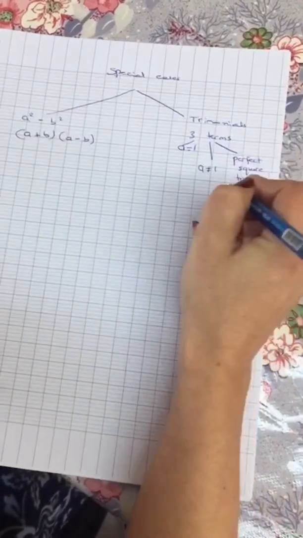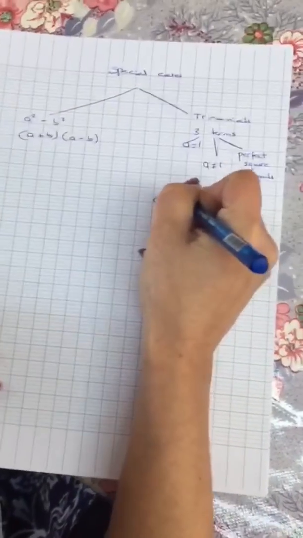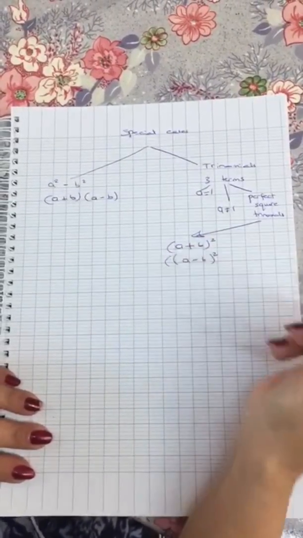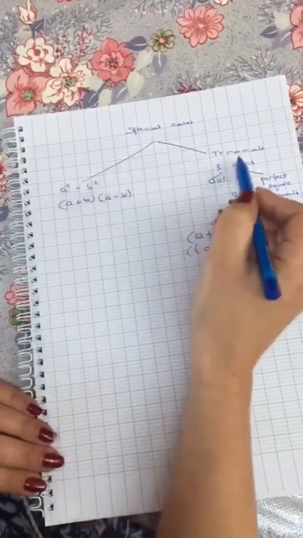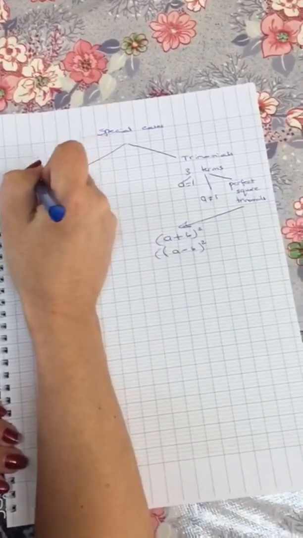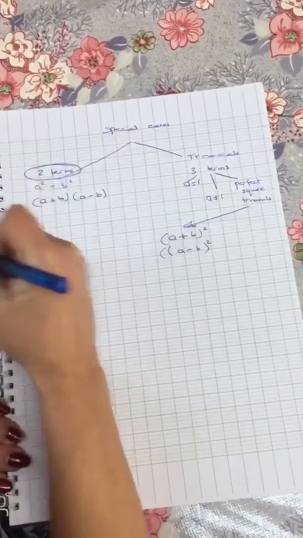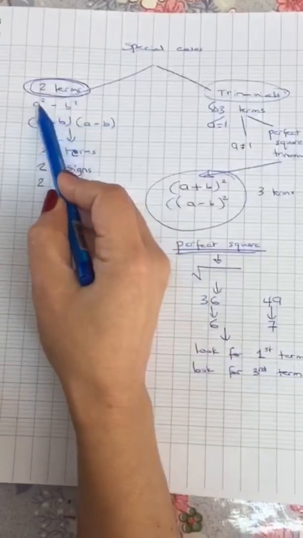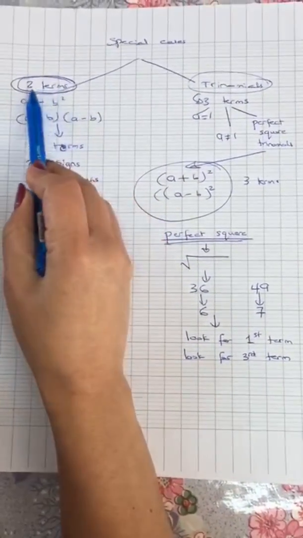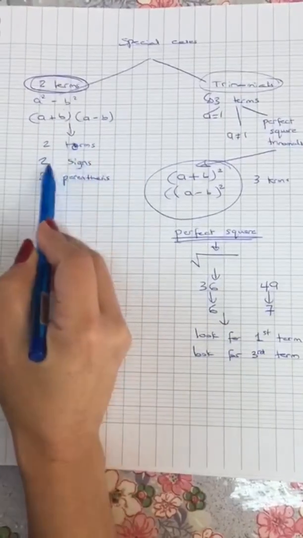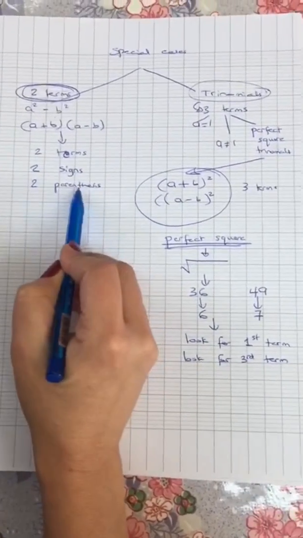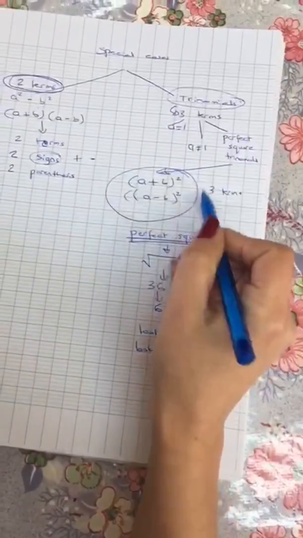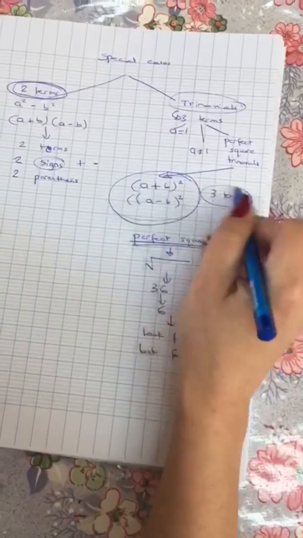We have two types of perfect squares: (a plus b) to the second power, and (a minus b) to the second power. The difference between trinomials and binomials is that the binomial is made up of two terms, and the trinomial is made up of three terms. When we're looking at a² minus b², a binomial, it is made up of two terms and two signs, so it gives me two parentheses, one a plus, one a minus. If I look at the perfect square trinomials, they are made up of three terms.